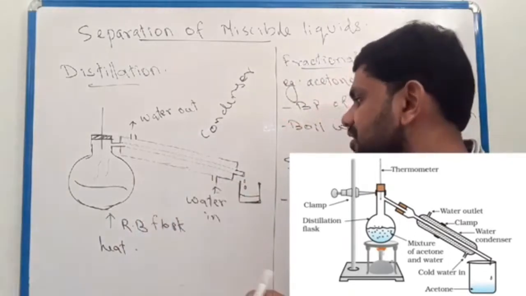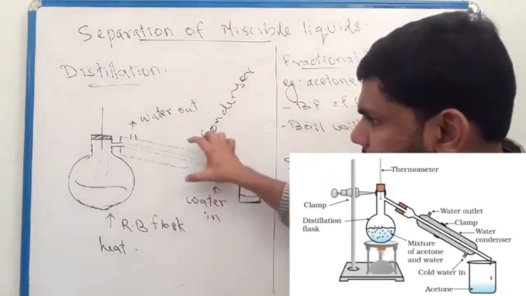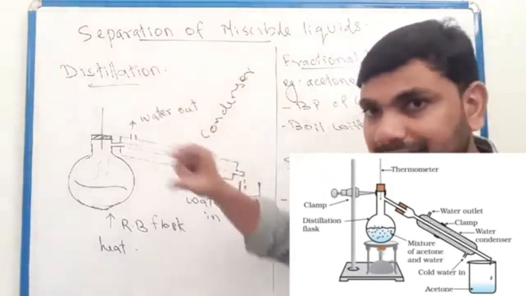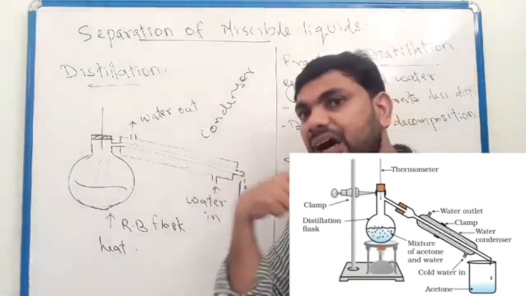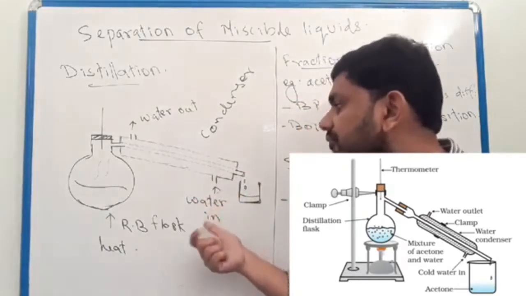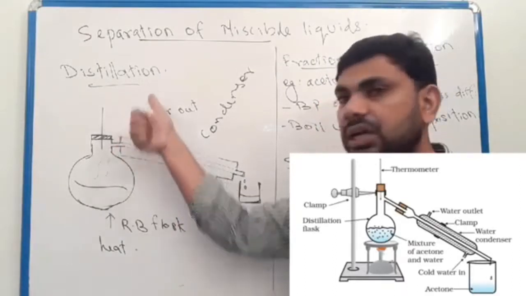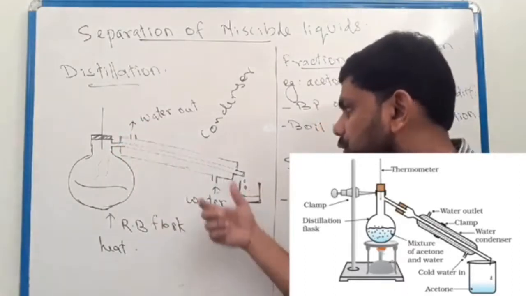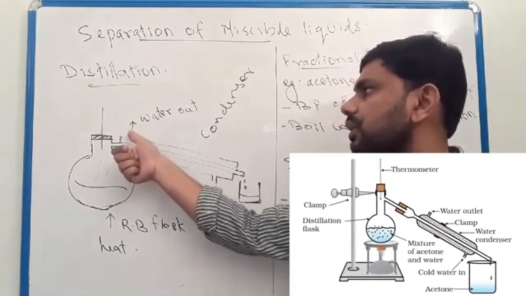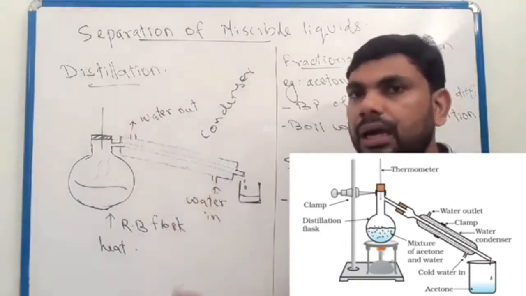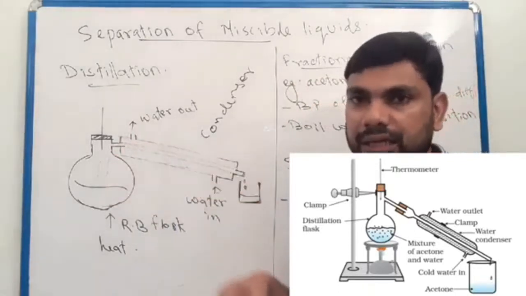So here this is the condenser. Look here, the vapor will come here. This is one apparatus. Inside there is a tube, an inner tube, and inside that tube there is vapor. Outside there is a covering. Through this covering we will pass water, here water in and here water out. This water helps to cool the vapor inside the condenser.